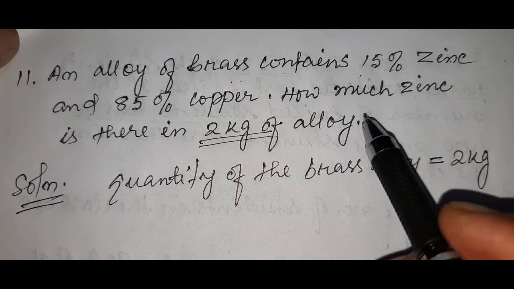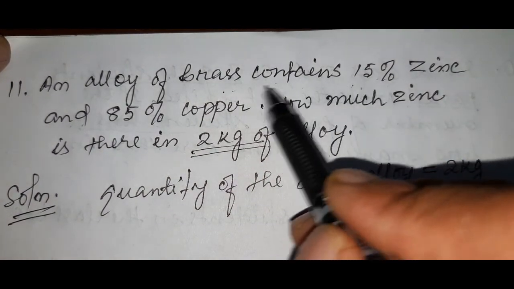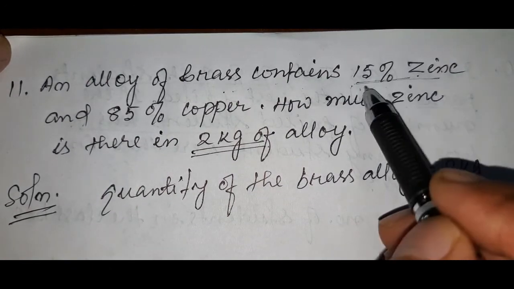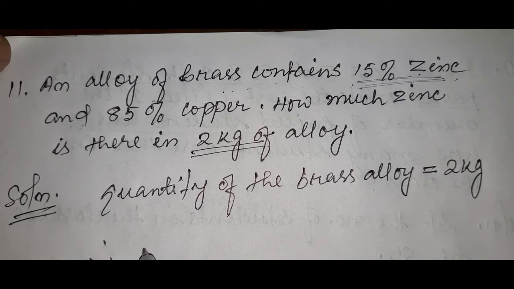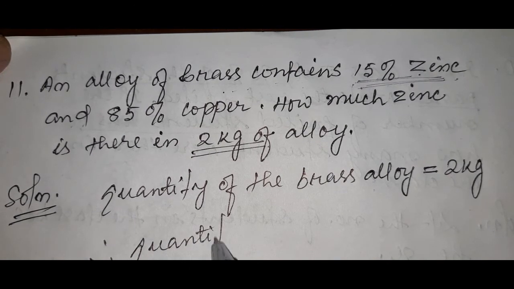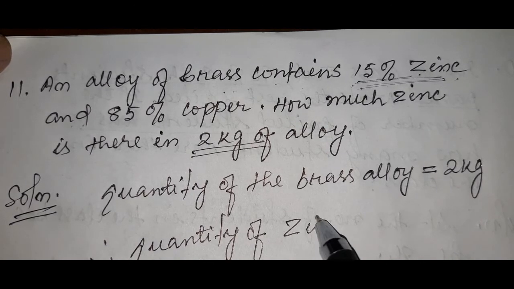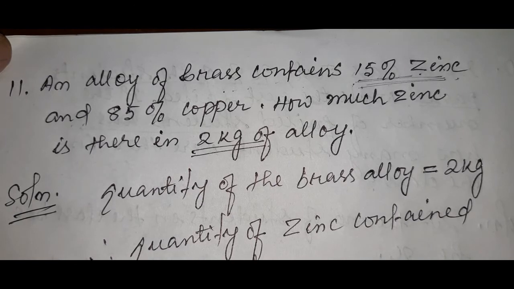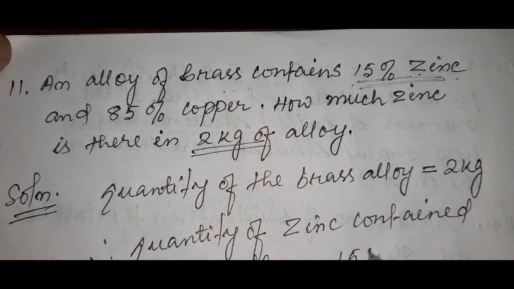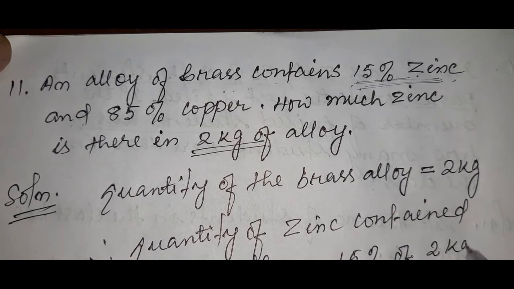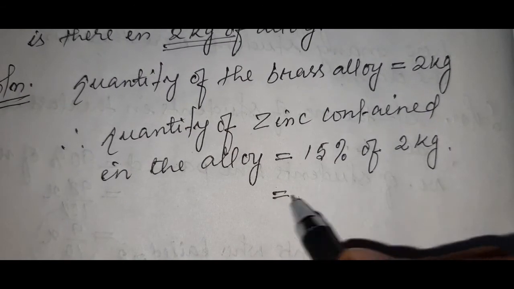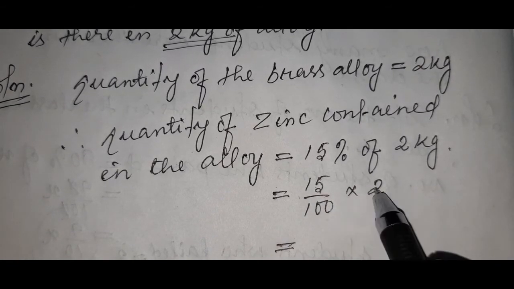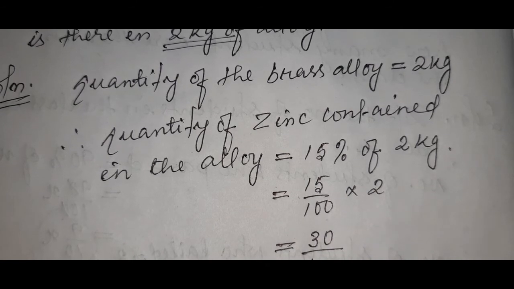Okay, so here according to the question we have 15% of zinc. So an alloy of brass contains 15% of zinc. Okay, so therefore the quantity of zinc contained in the alloy is equal to 15% of 2 kg. So this is 15 by 100 into 2. Okay, so now 15 twos are 30, and down here you have 100.